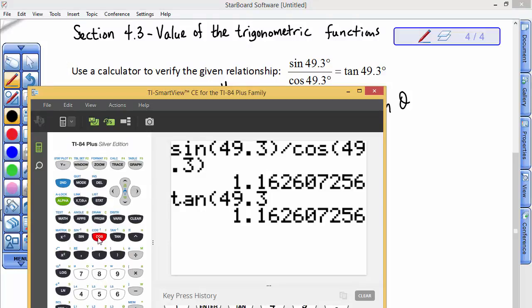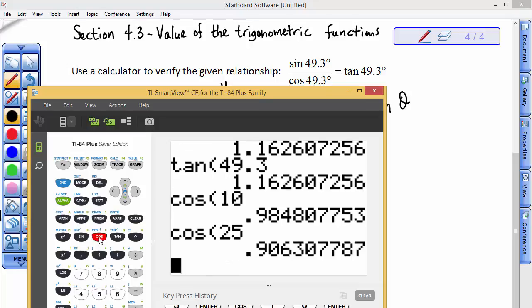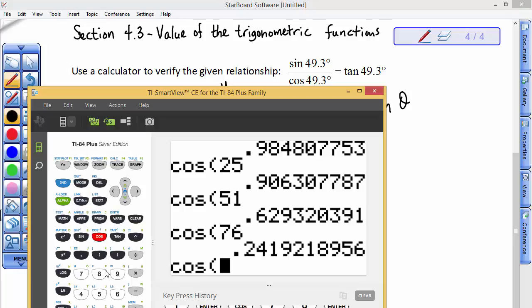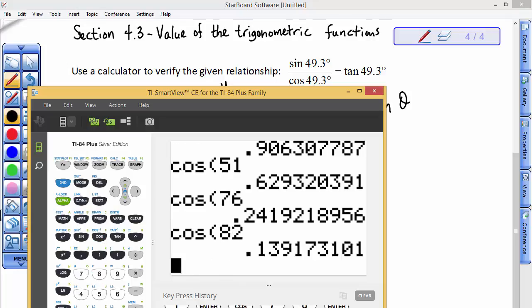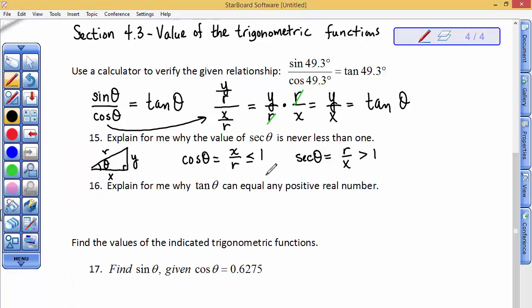You know, real quick, check this. So cosine of 10 degrees, less than 1. Cosine of 25 degrees, less than 1. Cosine of 51 degrees, I'm just picking these numbers, less than 1. Cosine of 76 degrees, I'm getting bigger, less than 1. Cosine of 82 degrees, less than 1. Cosine of 87 degrees, less than 1. So it's because you have the leg divided by the hypotenuse.